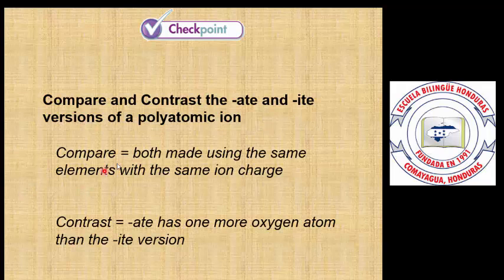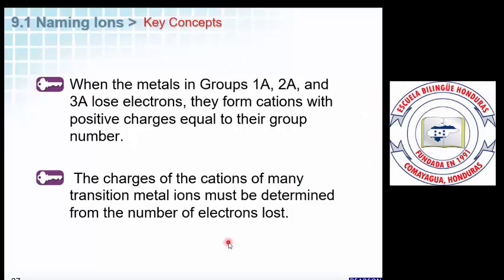Okay, remember this. Compare. Both are made using the same element with the same ion charge. Okay? Like sulfur and oxygen work with the same charge. In that case it is -2. Contrast. ATE has one more oxygen atom than the ITE version. Remember that. Okay, another key question.